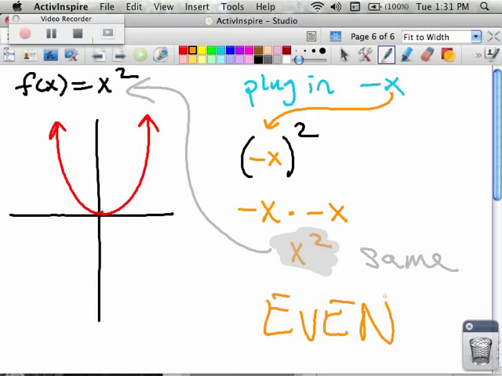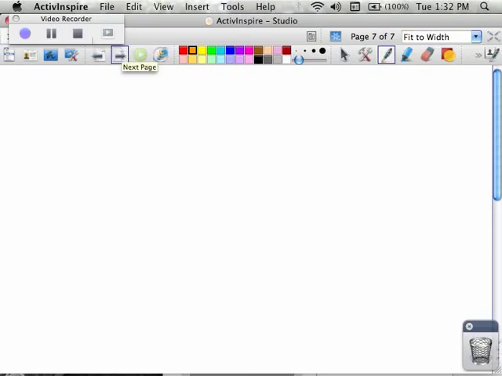The other thing that's kind of cool about an even function is visually you can tell, because if you look at this red graph, this parabola, it is mirrored over the y-axis. So if you can fold a graph over the y-axis and have it match up exactly on itself, it's an even function. On to the odd functions.